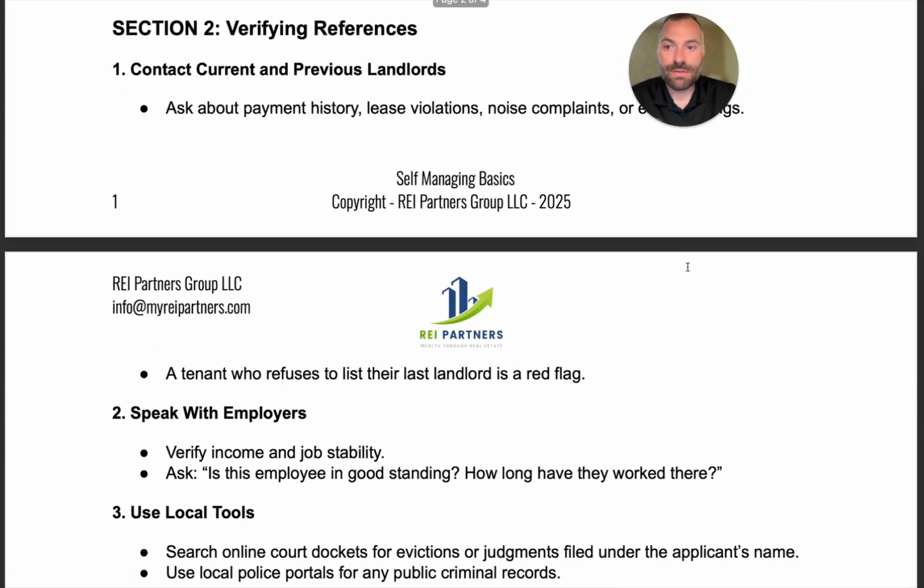When you're verifying references, contact the current and previous landlords. You want to talk about payment history, lease violations, noise complaints, or anything that might be an issue for you. Realize these people are moving out for one reason or another, and you might not get the full story, or you might get more than you bargained for. So just take that for what it's worth. And if they're not willing to list the previous landlord, that is a red flag to us. There's something that went on. You need to figure it out.